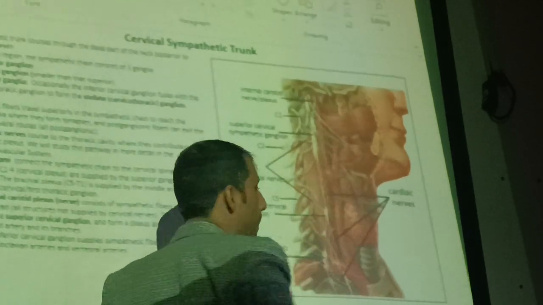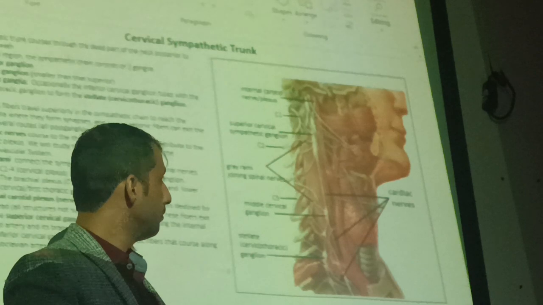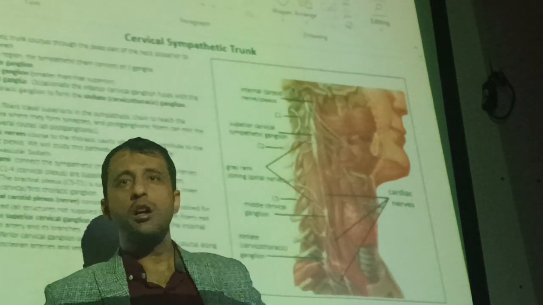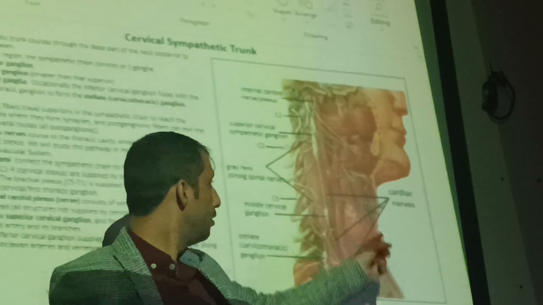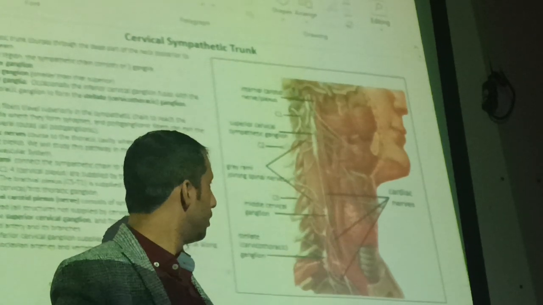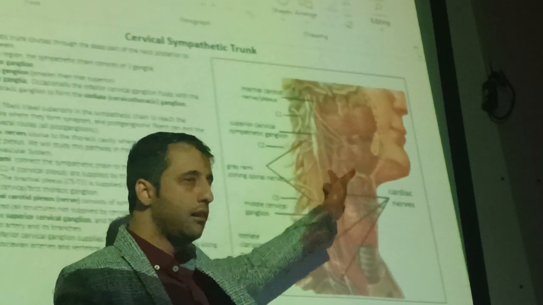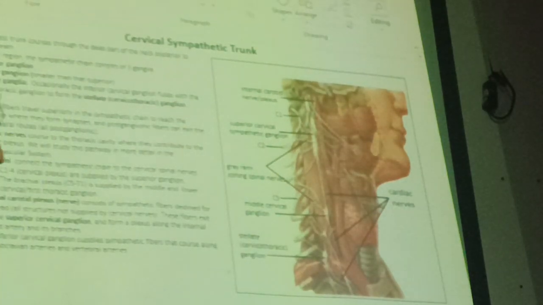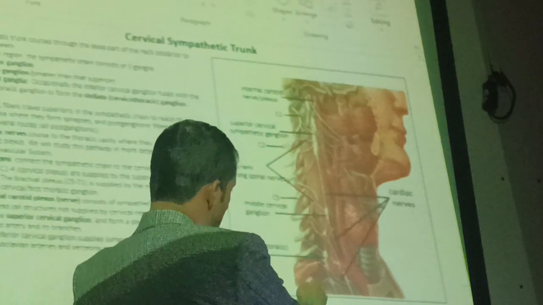See this branch. What is this branch? Here. The internal carotid, the carotid branch, along the internal carotid artery. Also, in this area we have the jugular branch, through the internal jugular vein.